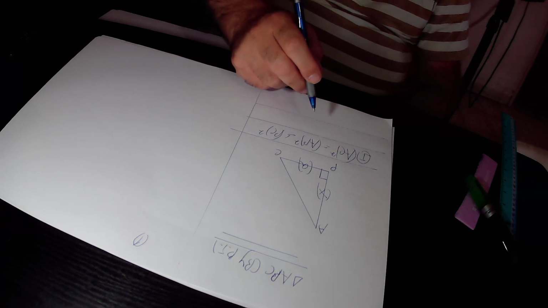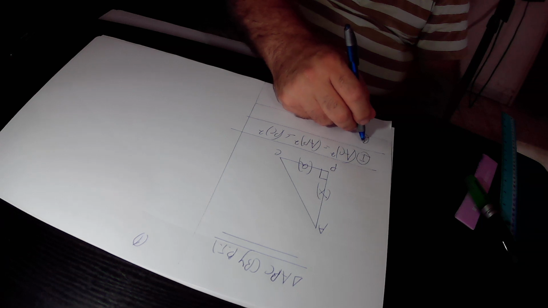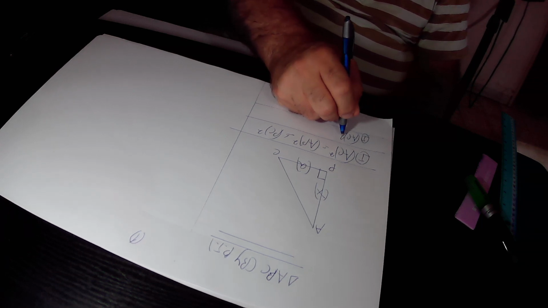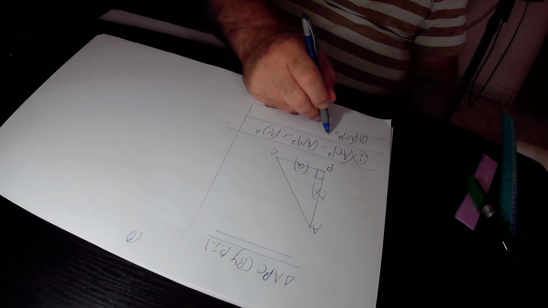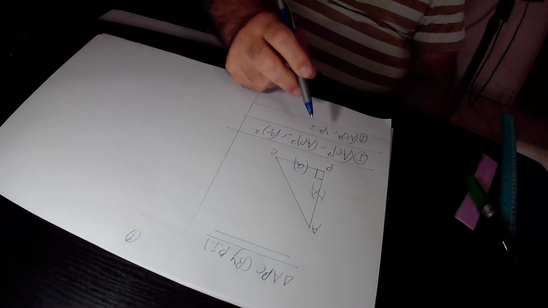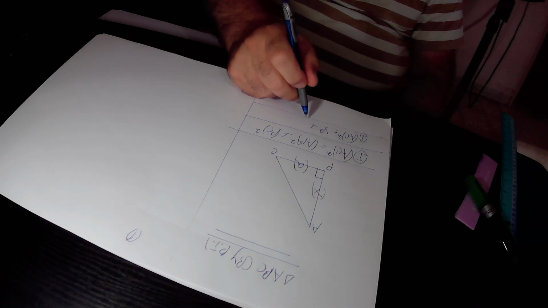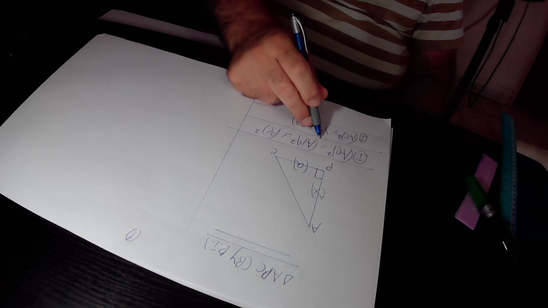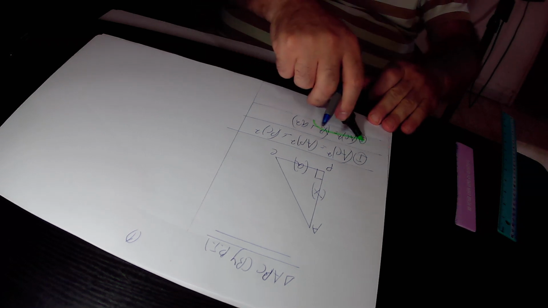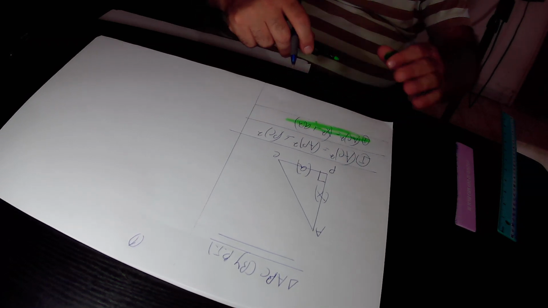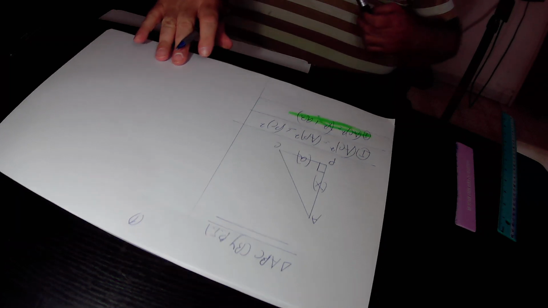AC is the missing side, so we leave it as it is, AC squared, equals AP squared. AP is x, therefore AP squared is x squared, plus PC squared. PC is a, therefore PC squared is a squared. So in total, according to equation 1, we found that AC squared equals x squared plus a squared.